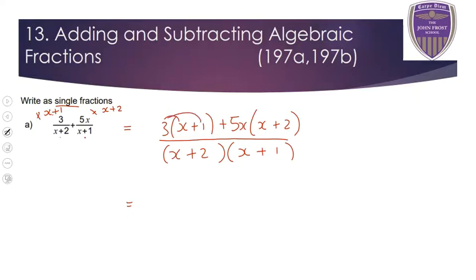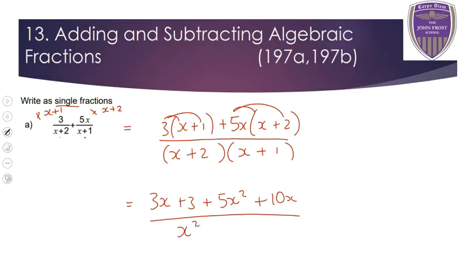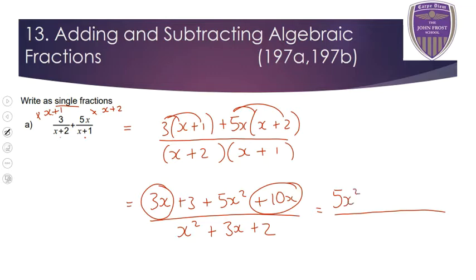Okay, so if we expand, we get 3x plus 3. Expanding this one is 5x squared plus 10x. And expanding the bottom one, if you quickly do the box method, x times x is x squared, 2x and another x is 3x, 2 times 1 is 2. The only other thing you can do is rearrange the top, make it a little bit simpler and collect some like terms. So we've got 5x squared, then 3x plus another 10x, which is 13x, and plus 3 at the end. And the bottom is x squared plus 3x plus 2.